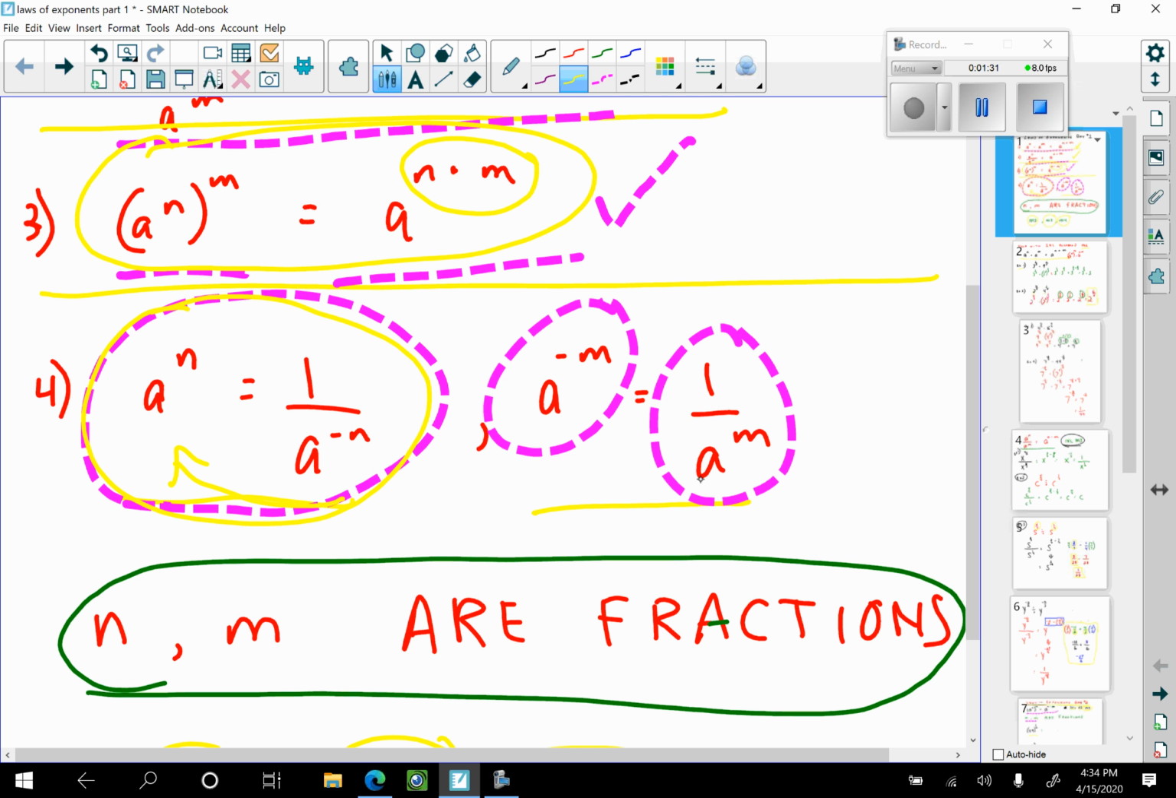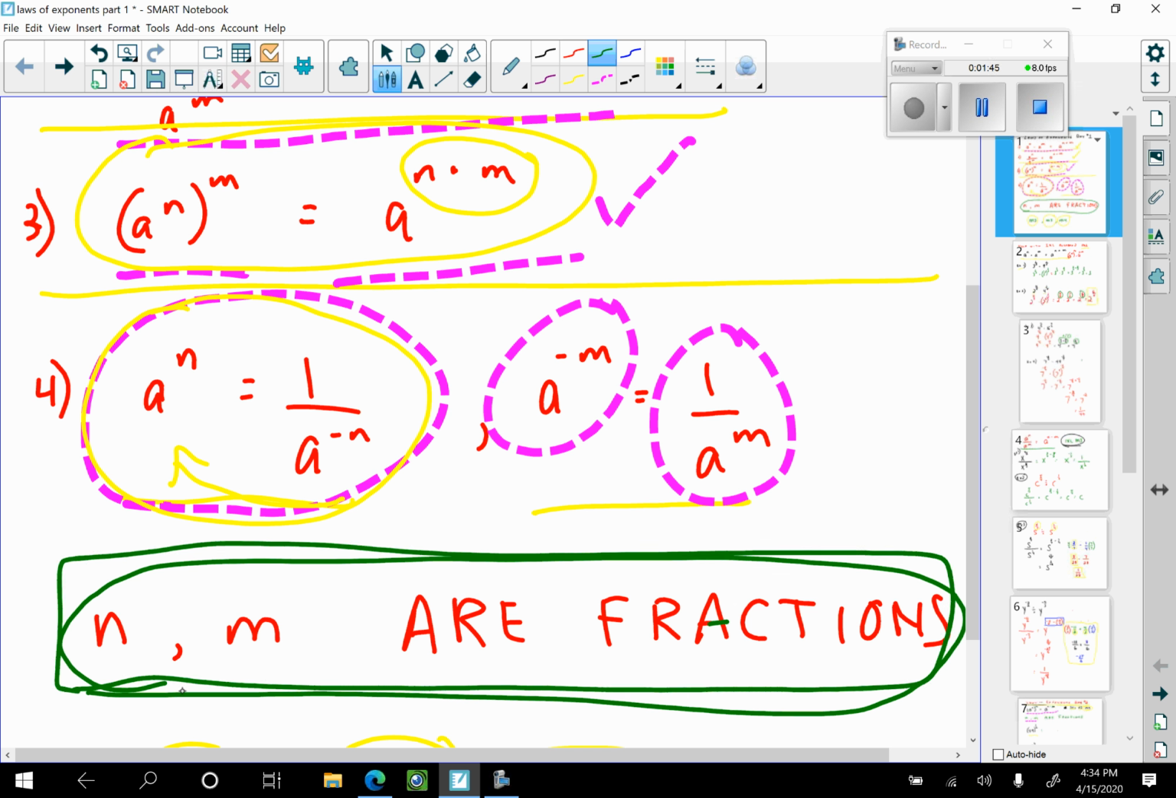And what's different between now and back when we studied laws of exponents in January? Well, one is that we're not in school. And two is now n and m are fractions, baby.